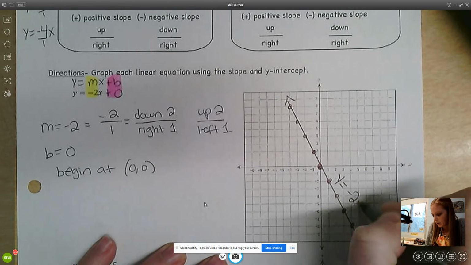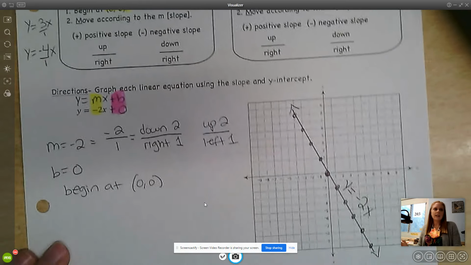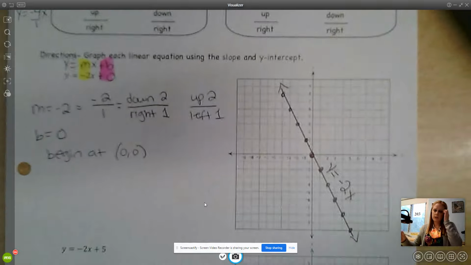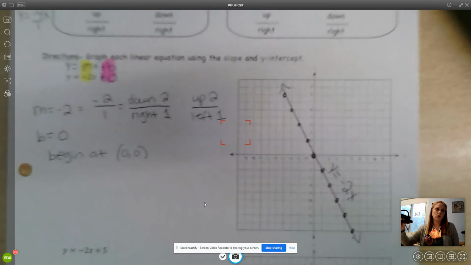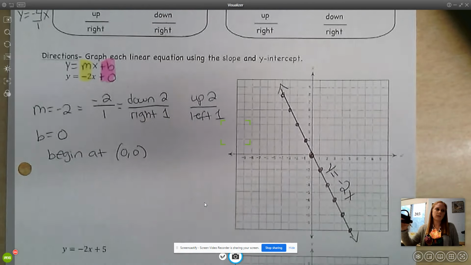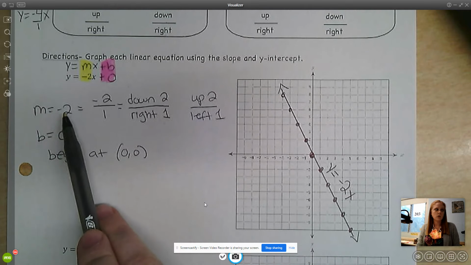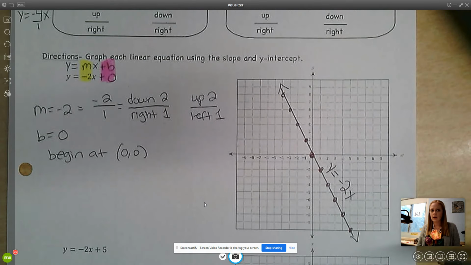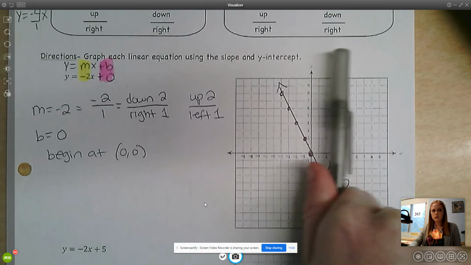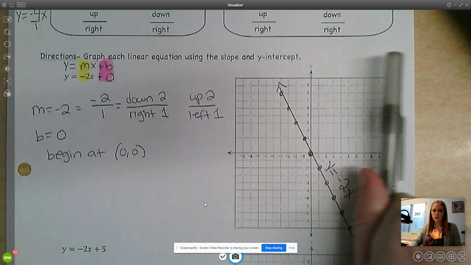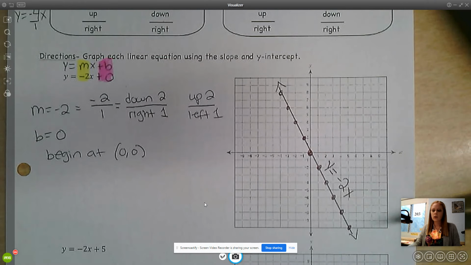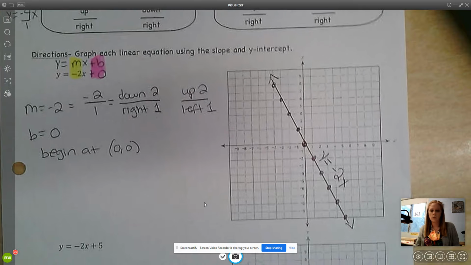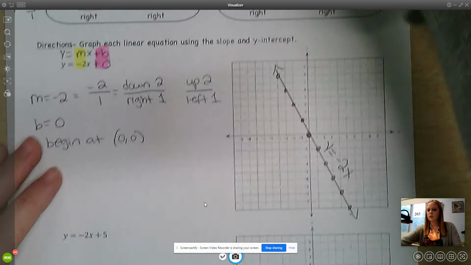Y equals negative 2x. And then the last thing that I always like to check, which is a really good idea for you guys as well, is to look at that slope. So our slope we said was negative. It's a negative 2. So if our slope is negative, our line should be going downward. So as I scan from left to right, think you read from left to right. As I go from left to right, my line is going downward. So that makes sense because it's a negative slope. Great. Okay, let's look at the next one.